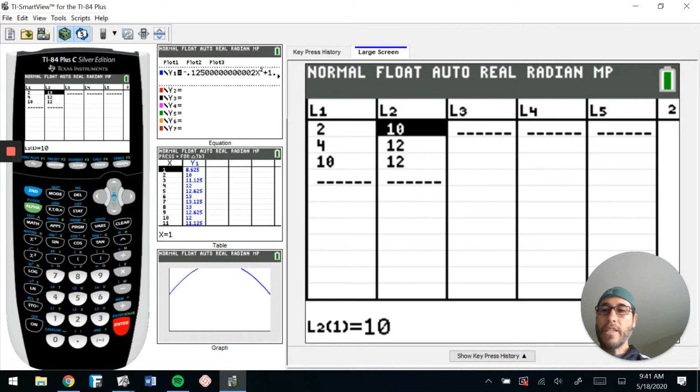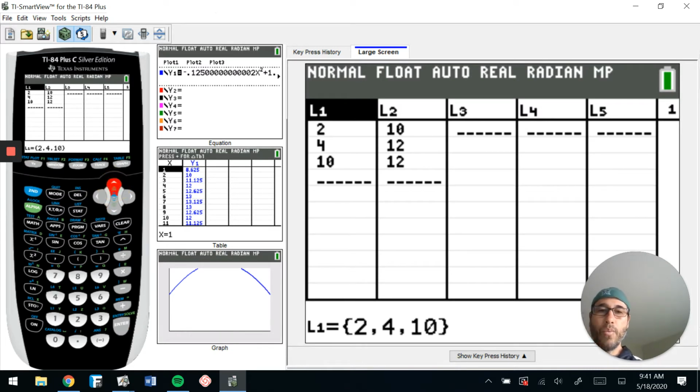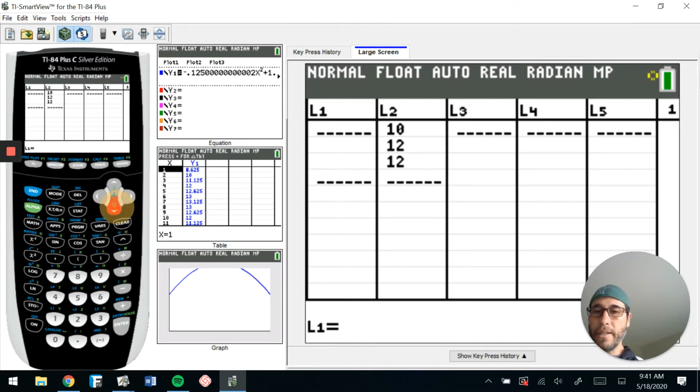So we're going to go to stat and we're going to hit edit, so we're going to choose enter. Now, something important to note is if you want to ever clear any of your lists here, list 1, list 2, it's like having an X and a Y value, you have to hit the clear button. Don't you dare hit the delete button. If you do, it will actually delete your entire list. Okay, we're going to hit clear.